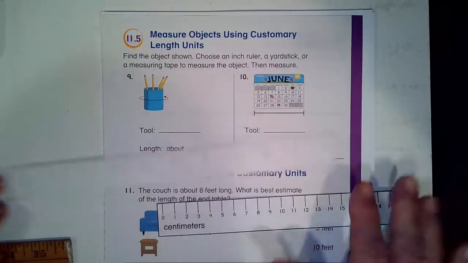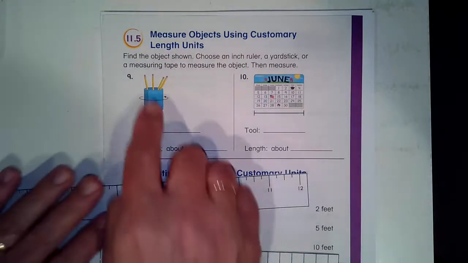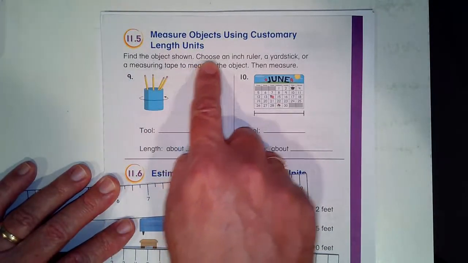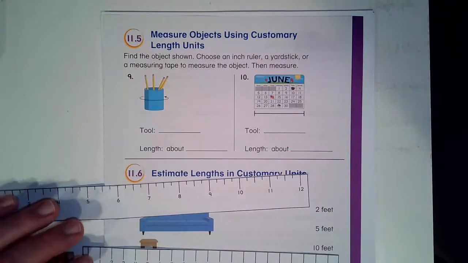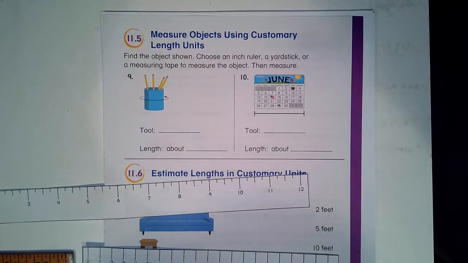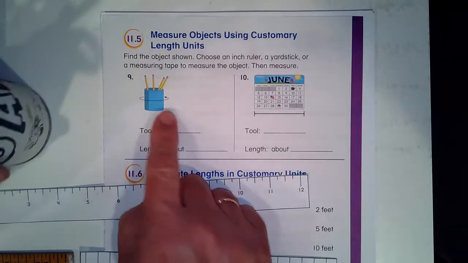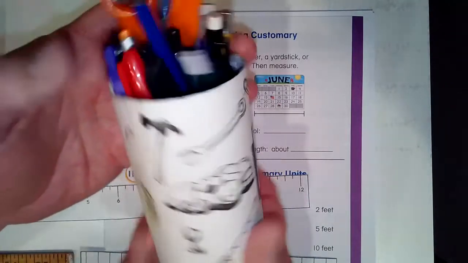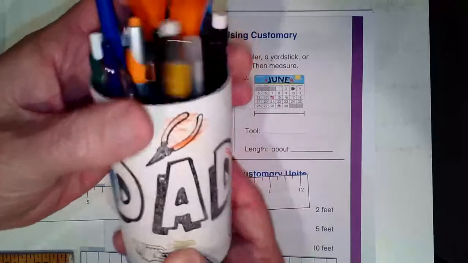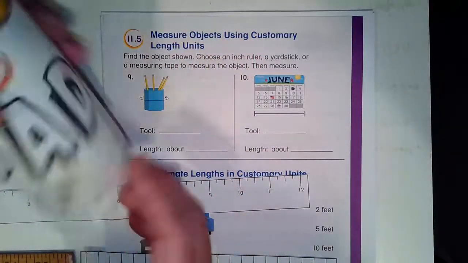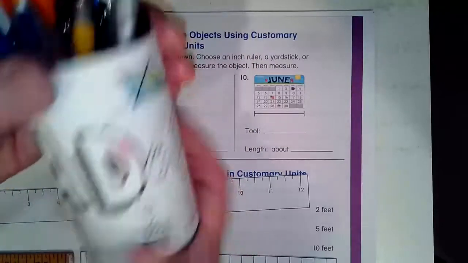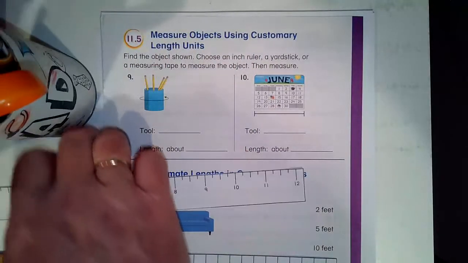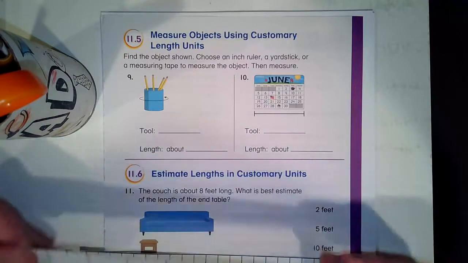All right, so we are going to find an object, and choose an inch ruler, a yardstick, or a measuring tape to measure the object, and then measure. So let's see, it says to find a pencil box or a pencil cup. I happen to have a pencil cup right here that my kids gave to me a long time ago. Now they're in college.